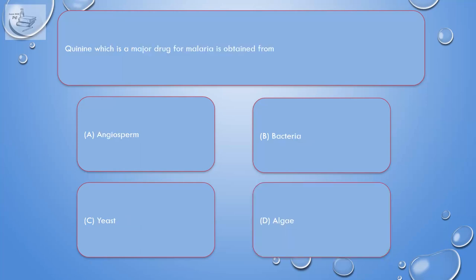Question: quinine, which is a major drug for malaria, is obtained from A. Angiosperm. B. Bacteria. C. Yeast. D. Algae. Correct answer is A. Angiosperm.